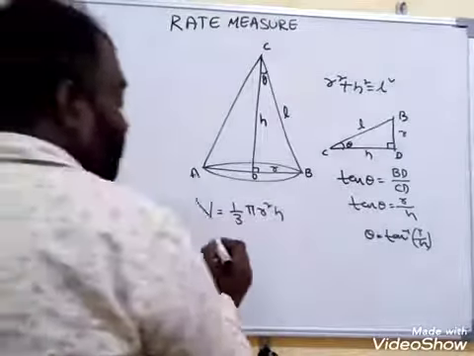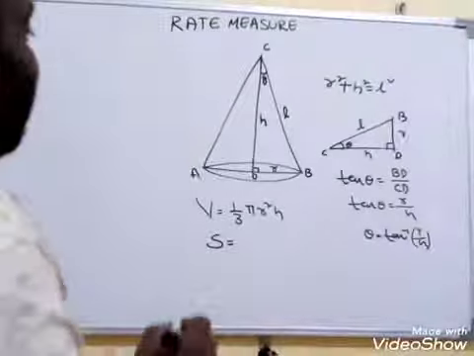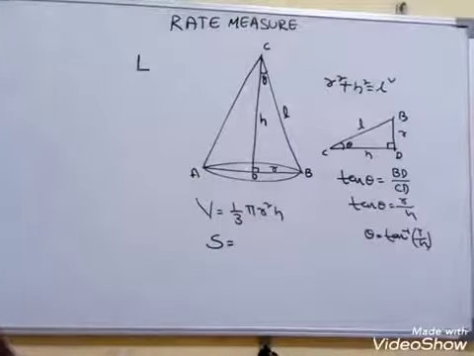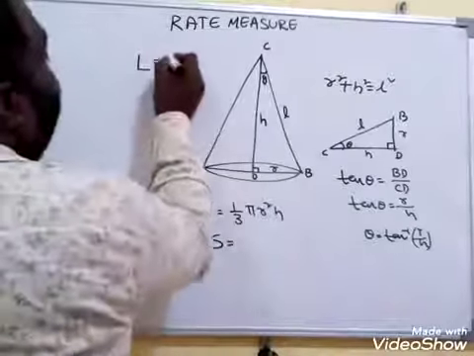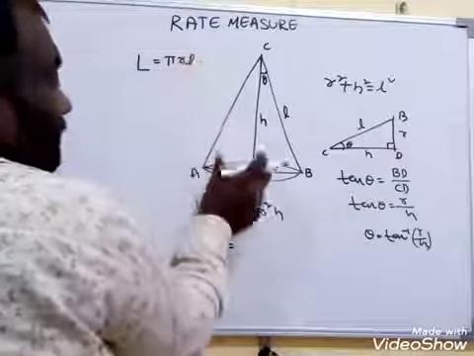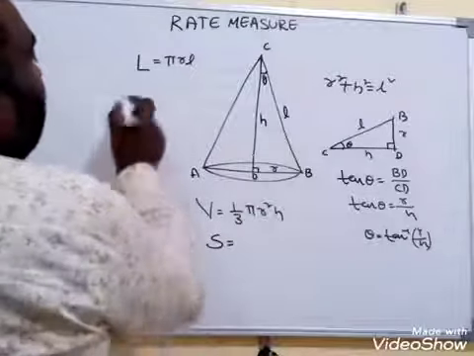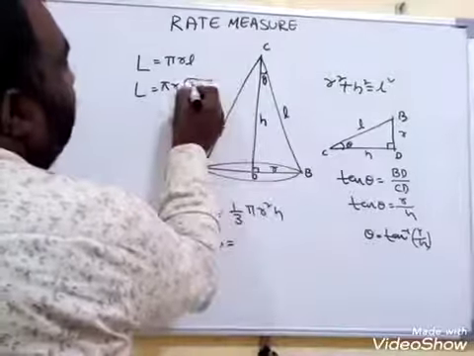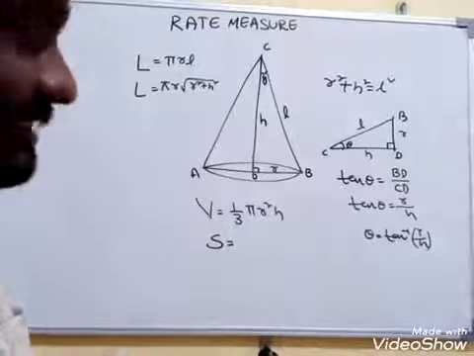Now the total surface area. Before the total surface area we should take the lateral surface area. Lateral surface area is denoted by capital L. Capital L is equal to pi r L, this changes with respect to L. Now pi r L, otherwise pi r into L, where L is root of r square plus h square. This is the lateral surface area.